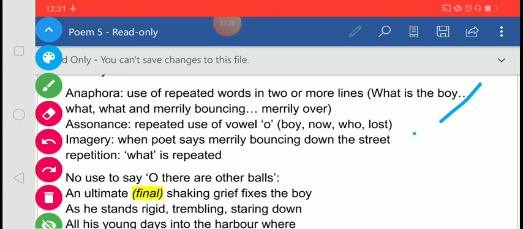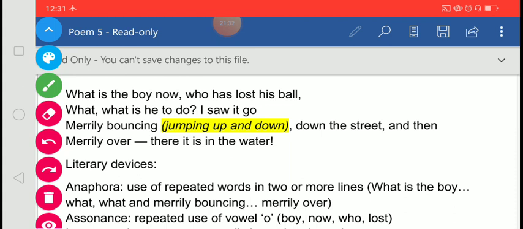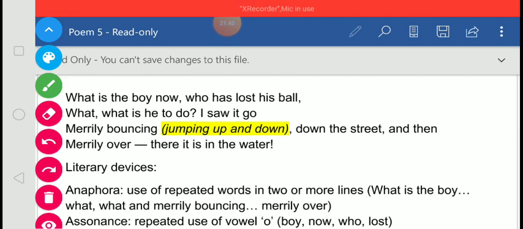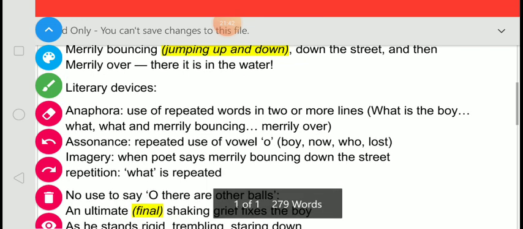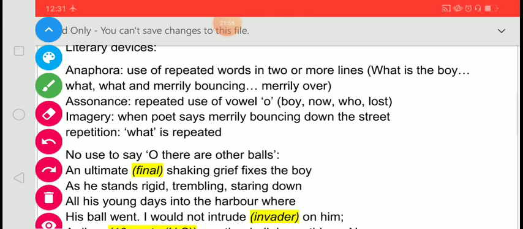Like, what is the boy? Now then again, what. In two lines the poet has repeated the word what, so that's why it is anaphora. If the poet repeats any word in two or more lines, such a poetic device is called anaphora.